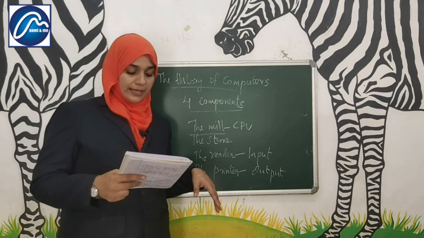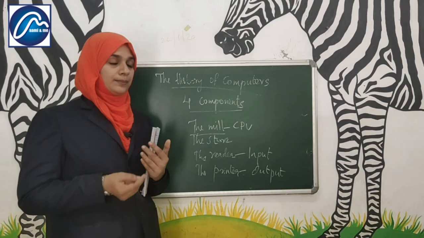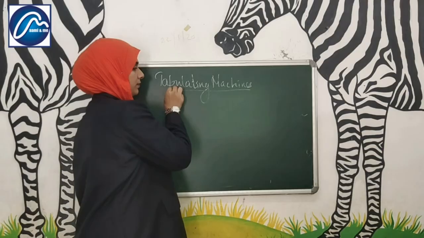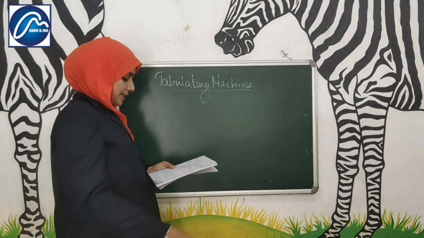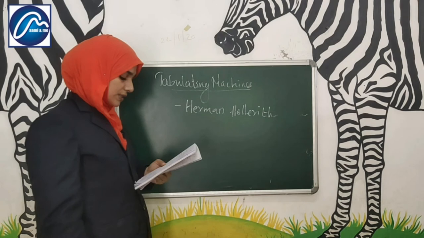Okay, till now we have learned about Abacus, Napier's Bones, Pascaline, Difference Engine, Analytical Engine. The second last is the tabulating machine. Next one is the tabulating machine. This machine was invented by Hermann Hollerith.